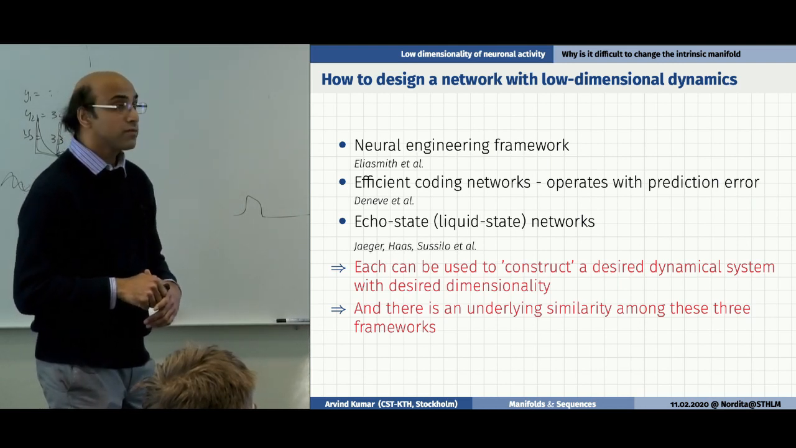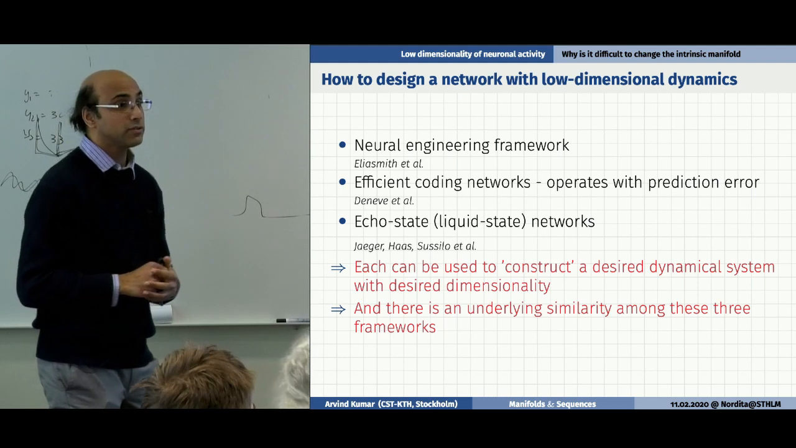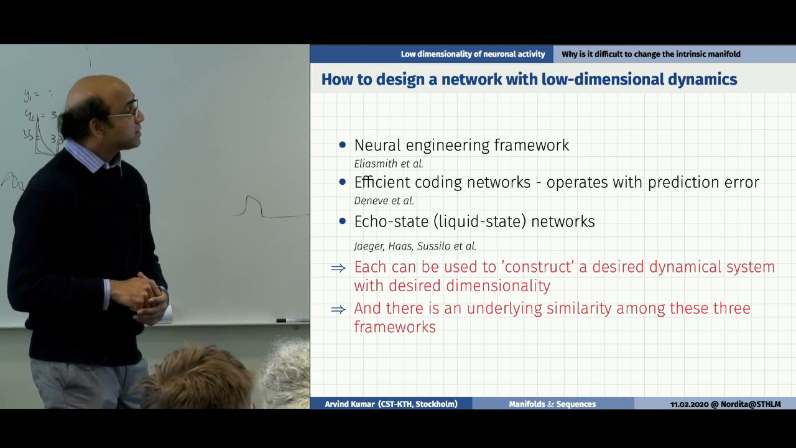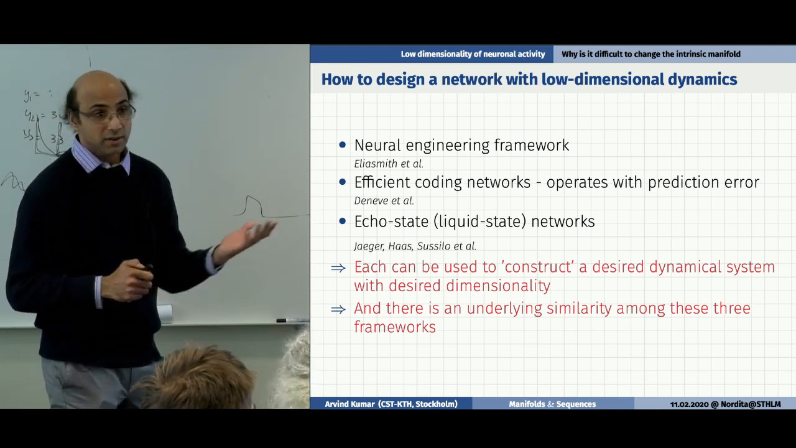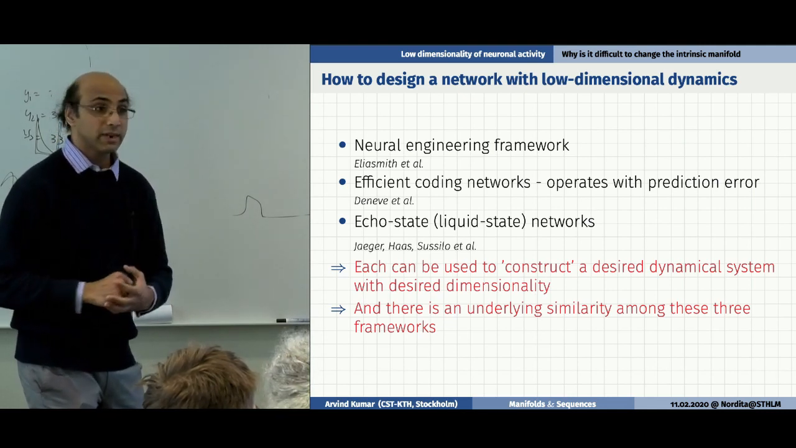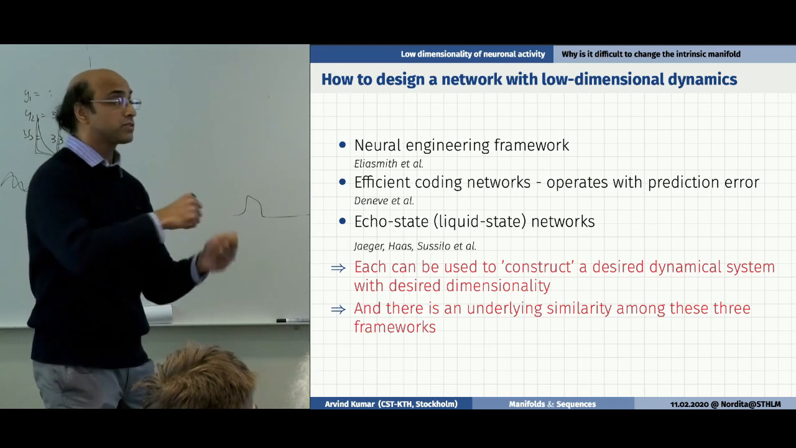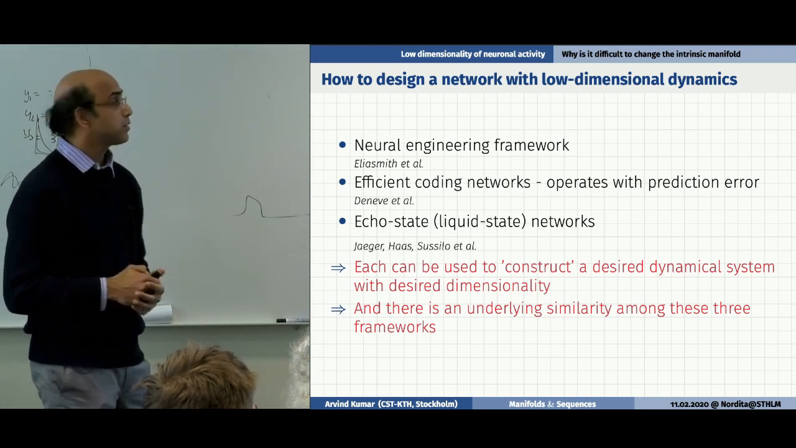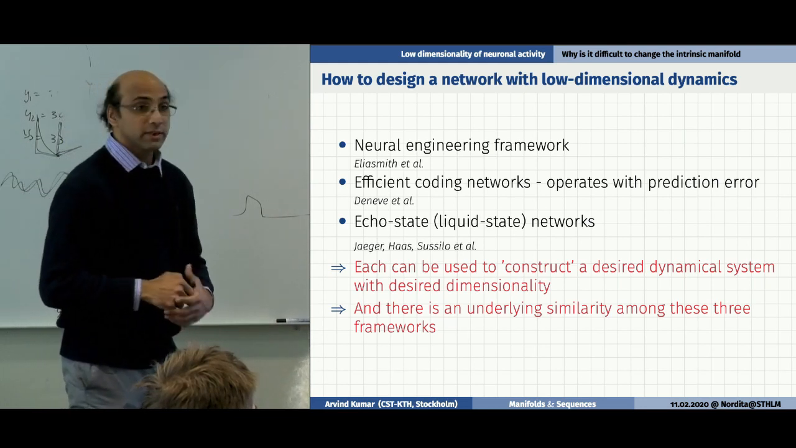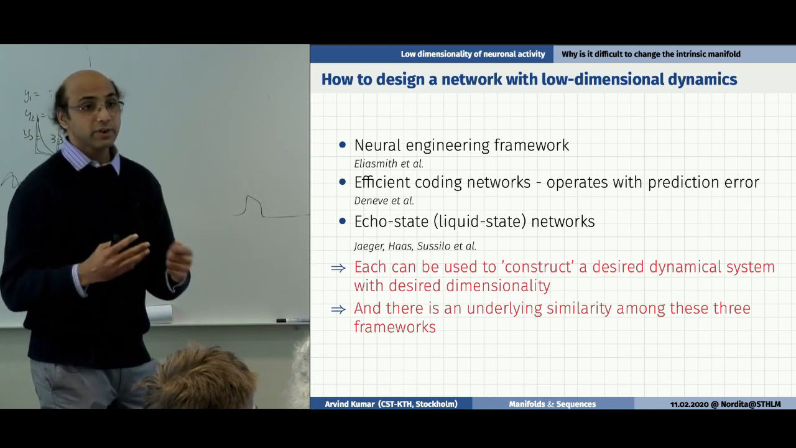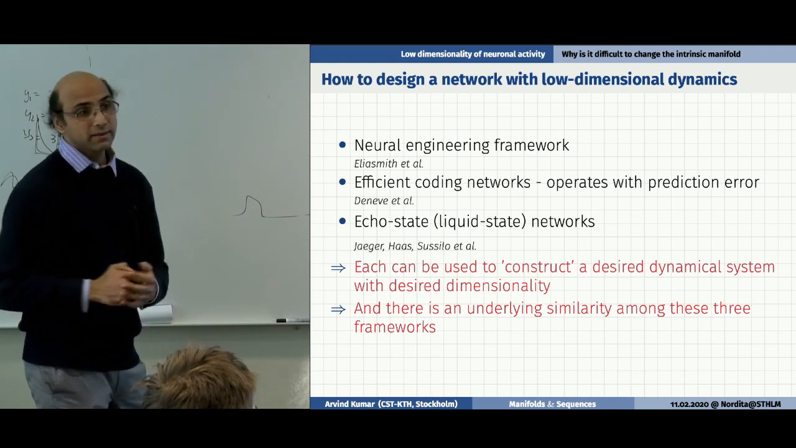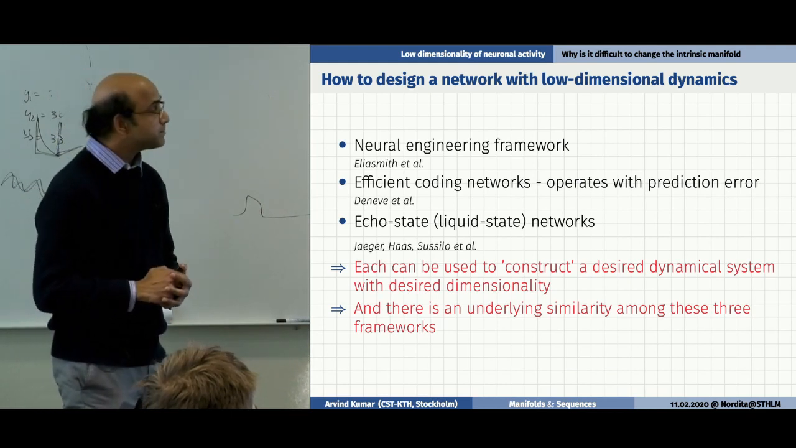One is called neural engineering framework, which exploits the fact that we have tuning curves and you can use them as a basis function and thereby create any arbitrary function. Other is efficient coding networks. Perhaps Sophie will talk in a couple of days. But there also the idea is that you know the dynamics your network has to exhibit. You use that to construct a connectivity matrix via the network, and lo and behold, you have that behavior. And finally, you can use echo state networks. You take a reservoir, you tune it, train it so that it follows certain trajectories. Doesn't matter which one you use, you will get a network structure which will have low dimensionality.